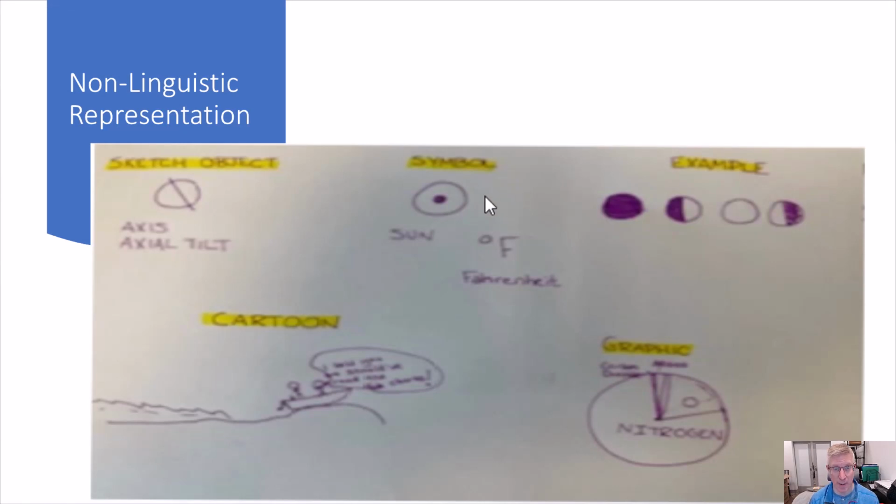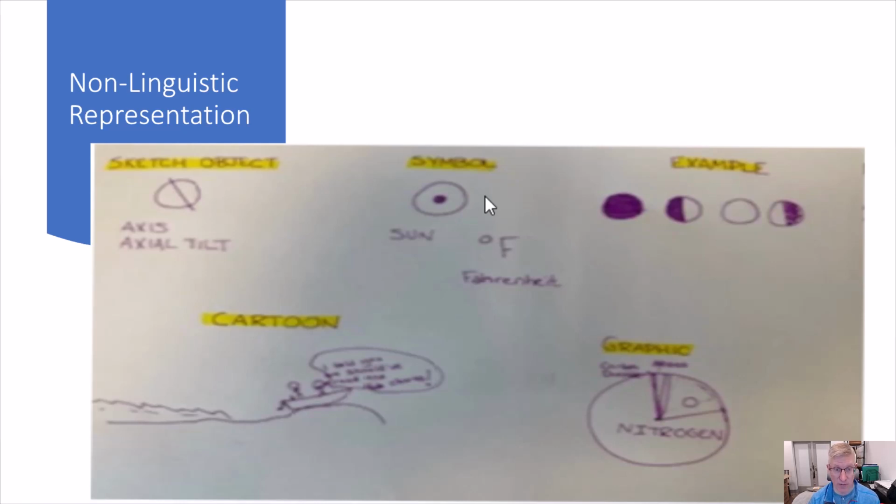First, non-linguistic representations. Now, these can be done by both the students and by the teachers. Here's how it might look. I've chosen some of those words from the astronomy unit. Sorry, it's a little blurry. Sketch the object when it's concrete, when it's easy to do. Sketch a symbol if it's more abstract, things like Fahrenheit here. Sketch an example of the term for abstract words. The phases of the moon is what you're seeing there.